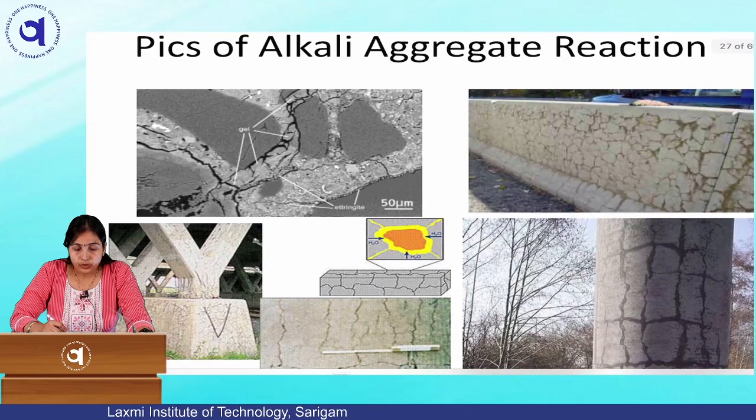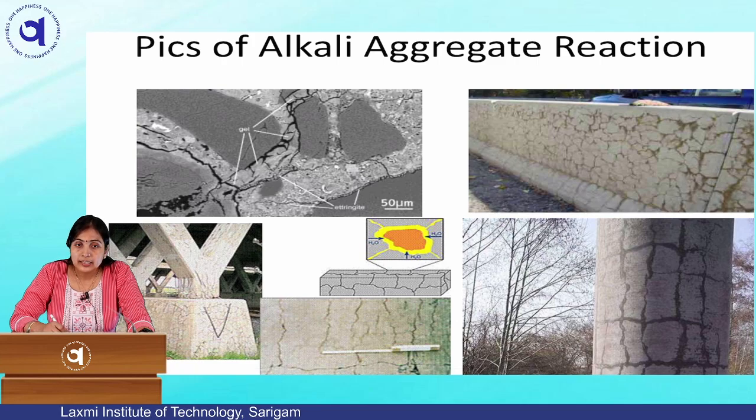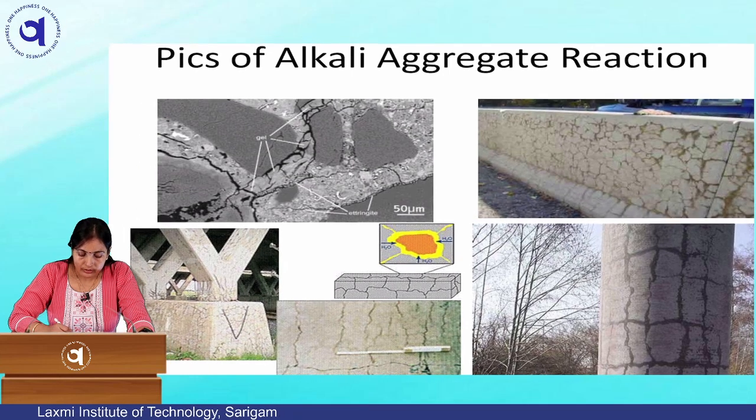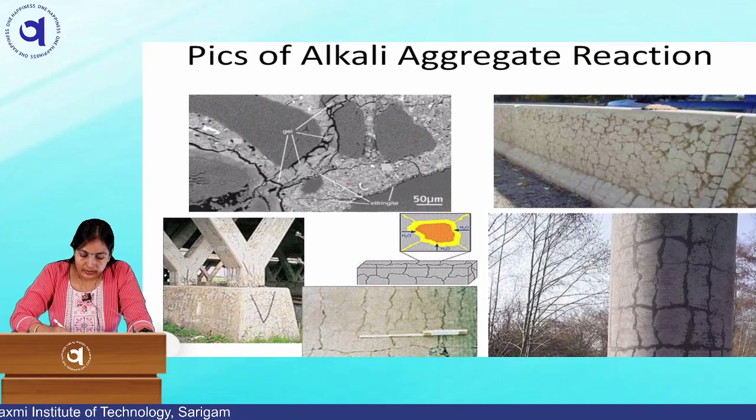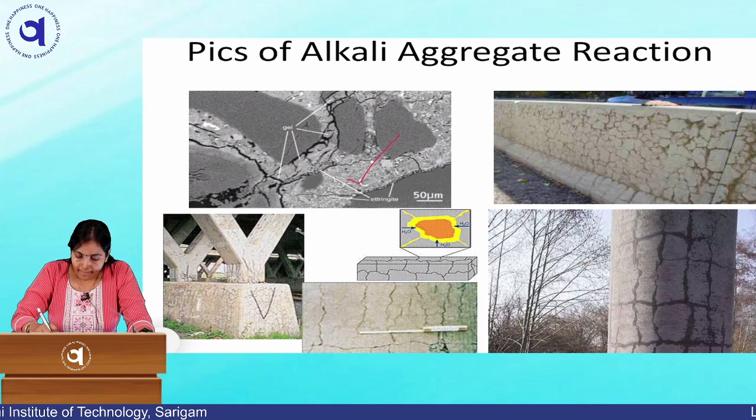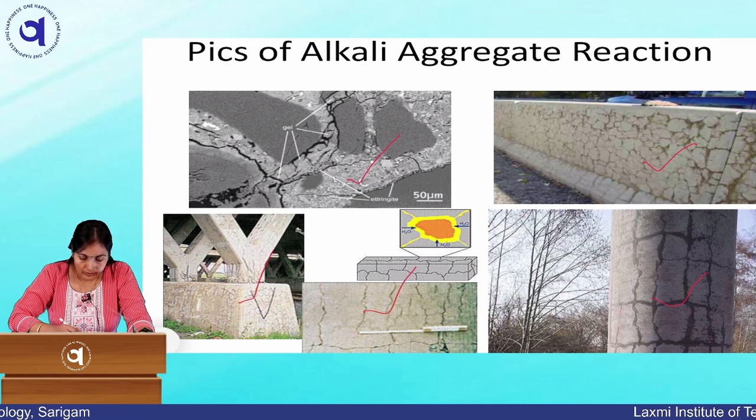So, the result you can see in the picture over here. If we have alkali aggregate reaction, the surface of the concrete after hardening becomes like this. Okay. So, you can see the cracking over here, and surrounding your house you can observe many examples of alkali aggregate reaction.